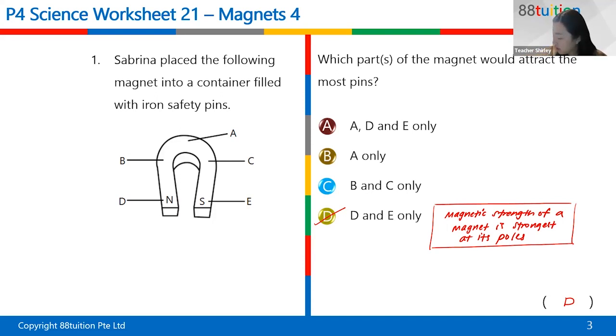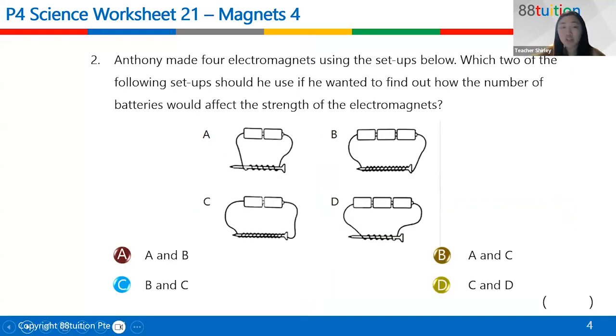And it just happened that D and E, if you can see clearly, are actually the north and the south poles. Okay, this is a horseshoe magnet, so it has the poles at the bottom area here. So these two parts are the strongest actually.